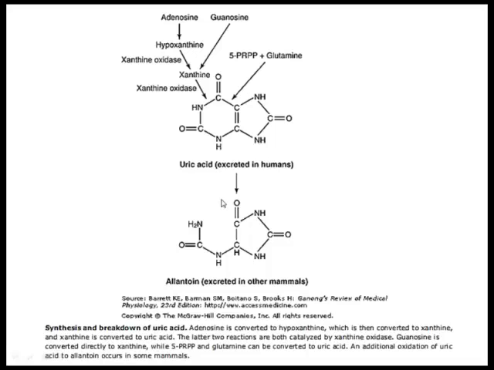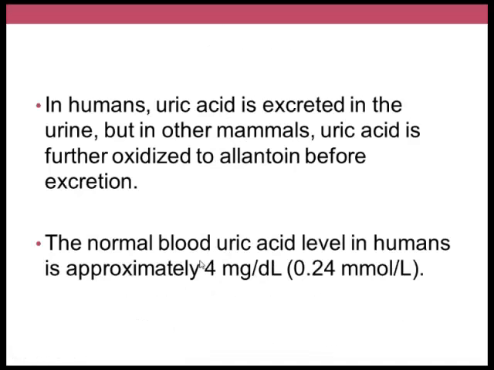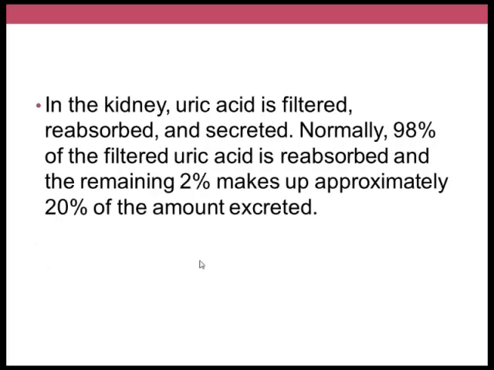But in other mammals, this uric acid may be converted to allantoin. So in humans, uric acid is excreted in urine, but in other mammals, uric acid is further oxidized to allantoin before excretion. The normal uric acid level in human is about 4 mg per deciliter. In the kidney, uric acid is filtered, reabsorbed, and secreted. So renal handling of uric acid includes filtration, reabsorption, and secretion.